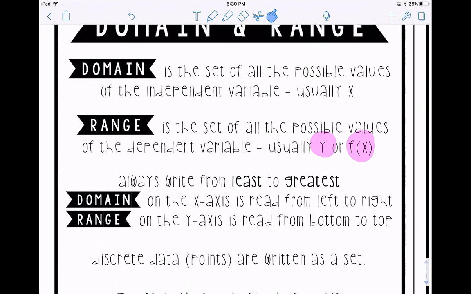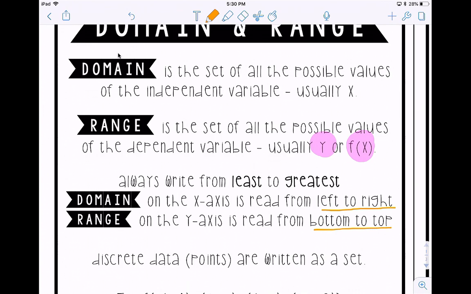Okay. All right, so we always write the domain and range from least to greatest. Domain again is the x, so we write it from the x-axis. We go left to right, so on the x-axis we go left to right. On the y-axis, least to greatest is from bottom to top. So the y-axis goes up and down, so bottom would be least, the top would be greatest.